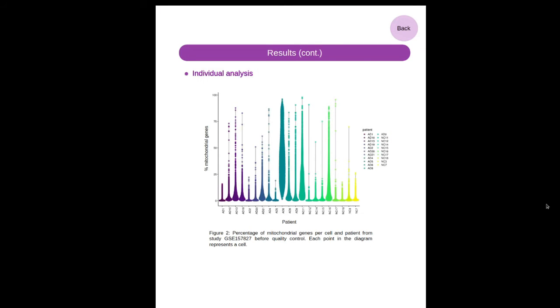Then, in this plot, we represented the percentage of mitochondrial genes per cell and per patient before quality control. This covariable is a quality control metric because a high percentage of mitochondrial gene is a sign of low quality cell or nucleus. In this case, we have used data from single nucleus experiments, so we shouldn't find mitochondrial genes in our data, and that's why we eliminate the patient number 6 from our analysis.